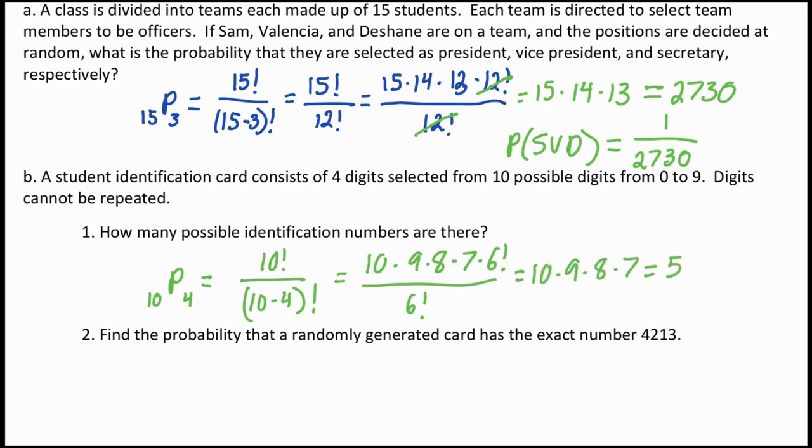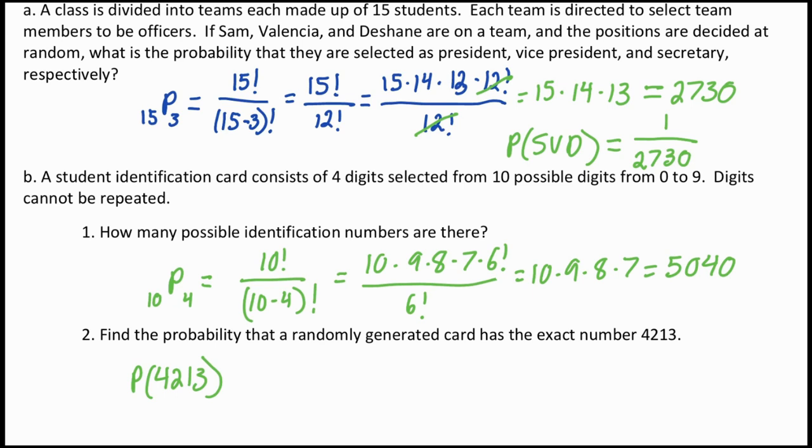What do we get? 5,040. Okay, so this is our number of possible outcomes. Do we understand that? Now, we want to find the probability that a card generates 4213. So we're trying to figure out the probability that this specific number is the one that's generated.